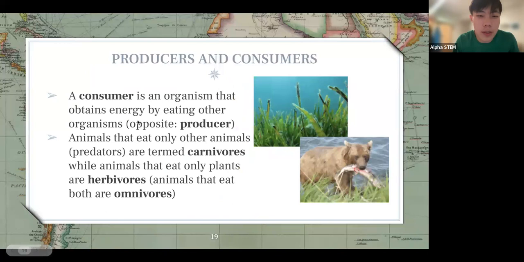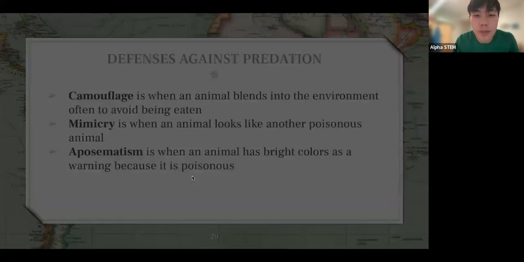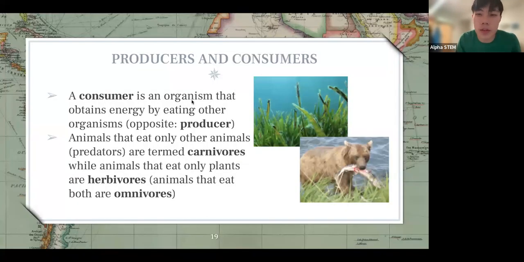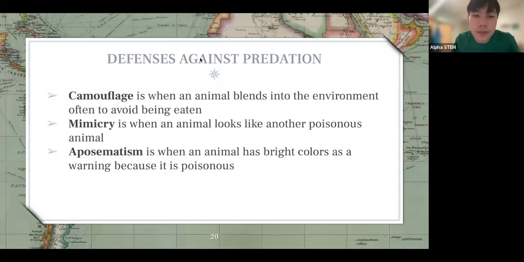And so some terms you probably heard about before. I'm not going to go into them. So consumer, producer, carnivore, herbivore, omnivore. And also specifically with consumers, you have primary consumer, secondary consumer, tertiary consumer, dot, dot, dot.